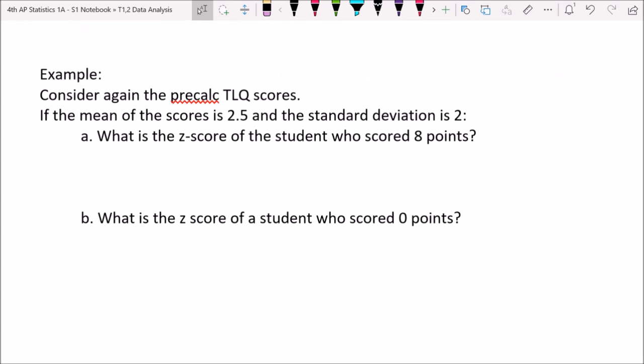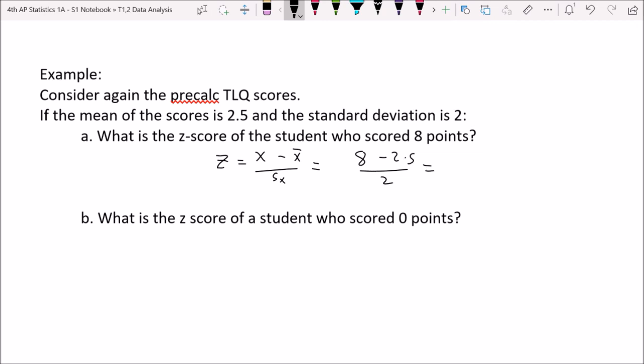Let's apply that understanding to this example. Consider the pre-calculus TLQ scores, tiny little quiz. If the mean of the scores is 2.5 and the standard deviation is 2, what is the z-score of a student who scored 8 points? Now remember, the z-score is the value, I'm going to call that x, minus the mean, x bar, over the standard deviation. So let's apply that here. So the value is 8 minus the mean of 2.5 divided by the standard deviation of 2. I'm just plugging in the values that were given.